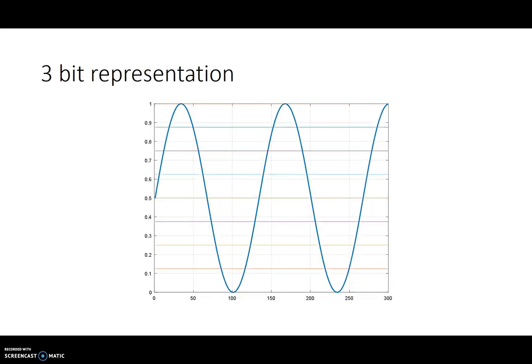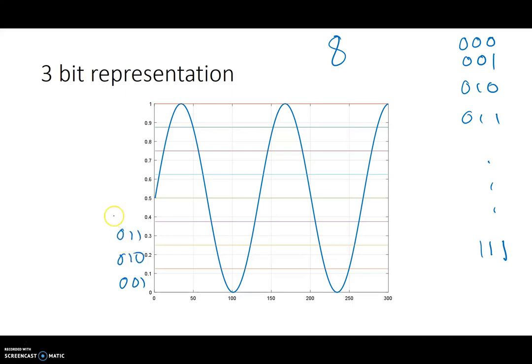So what if we did 3 bits? Now, if we have 3 bits, we have 3 switches, and each switch could have values 0, 0, 0, 0, 0, 1, 0, 1, 0, 0, 1, 1, all the way to 1, 1, 1. So with 3 switches, we can represent 8 different levels. Those are the 8 different levels.